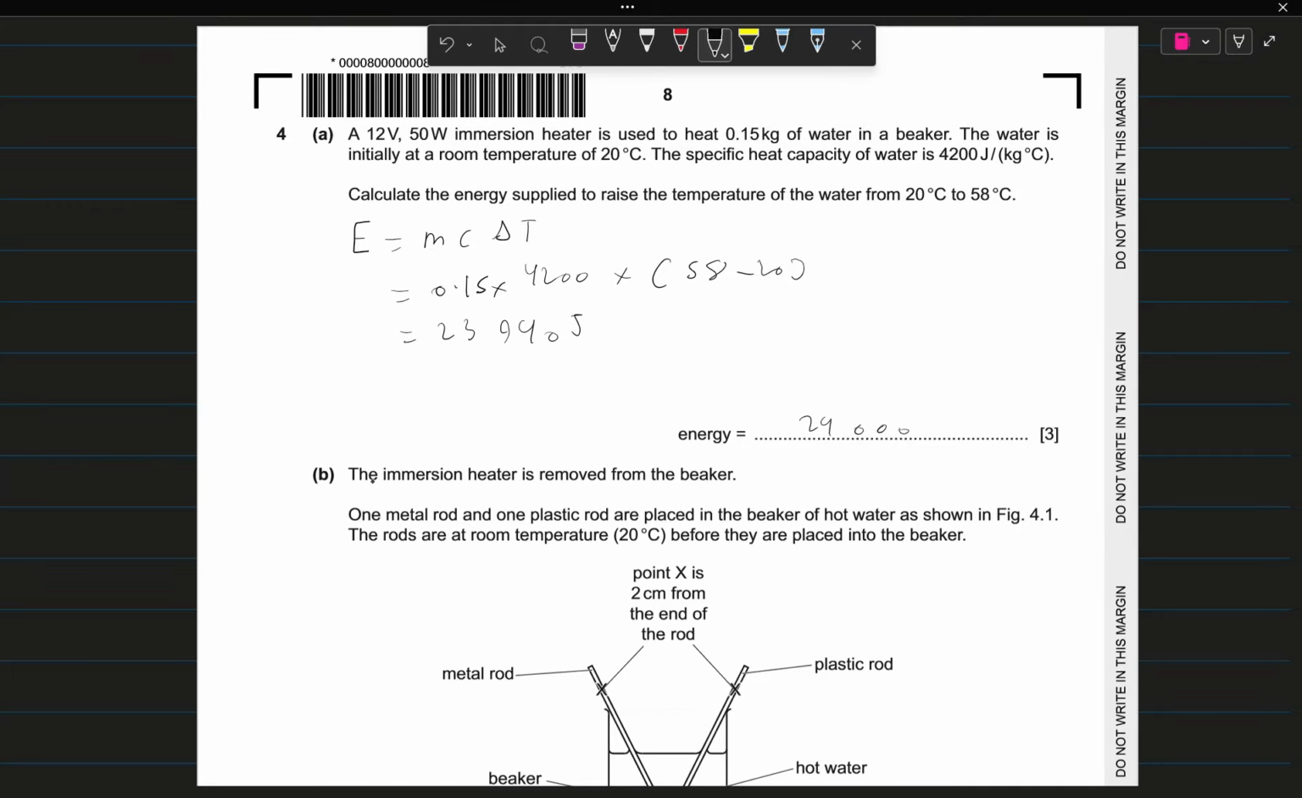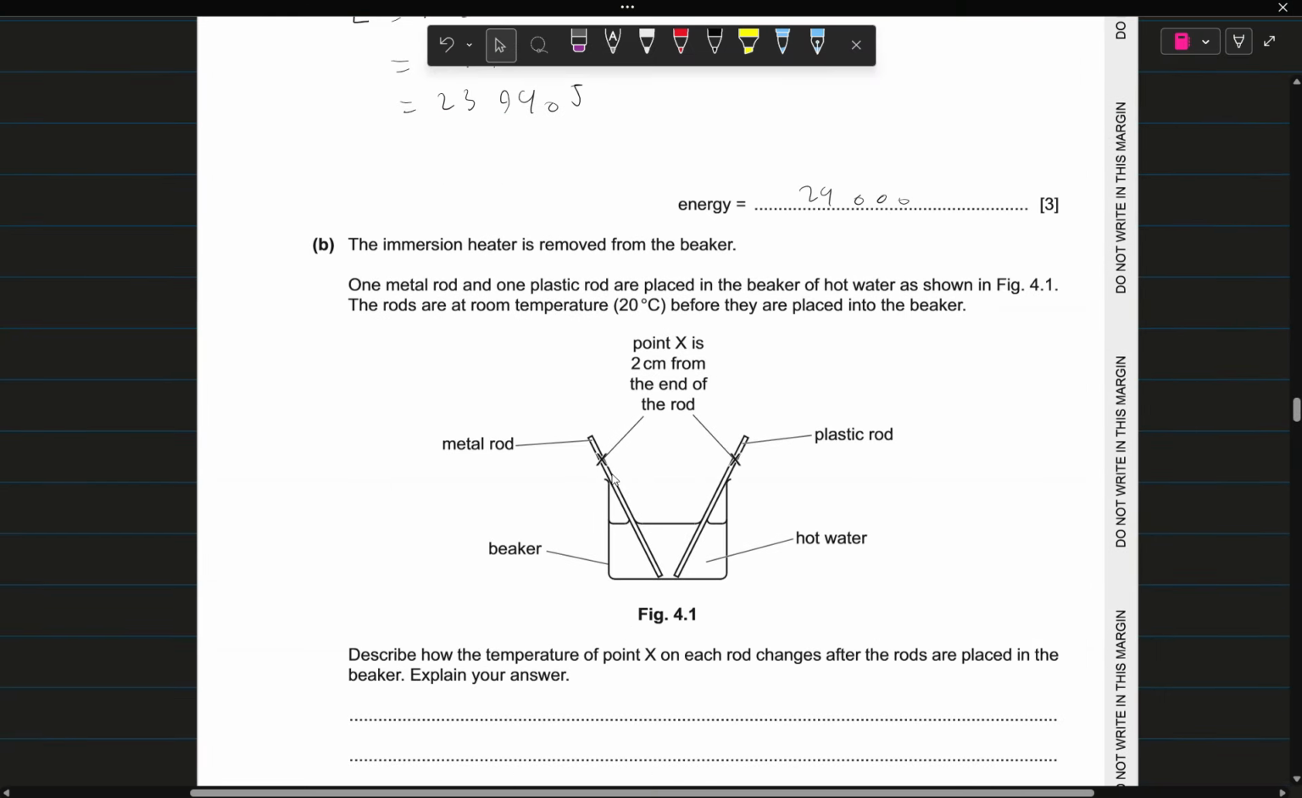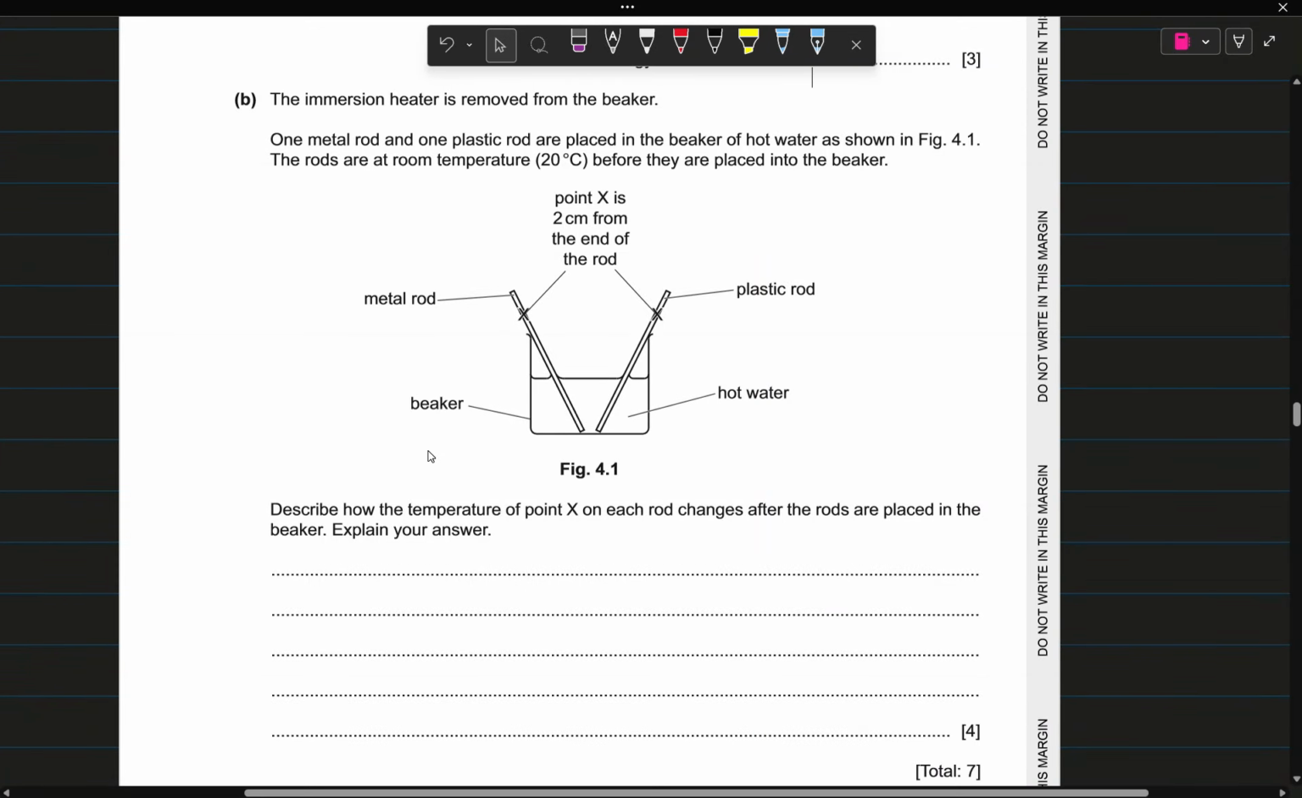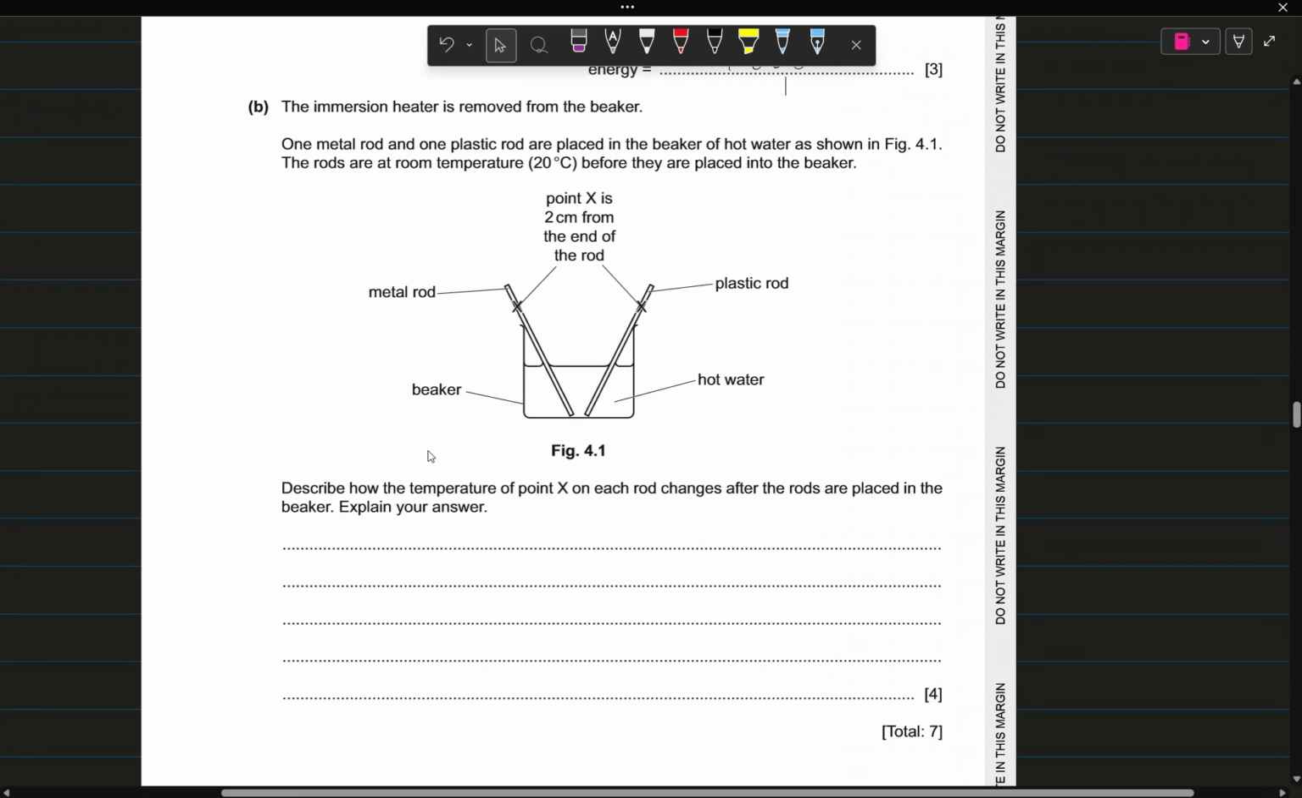Okay, hope that's clear. Okay, for part B, the immersion heater is removed from the beaker. One metal rod and one plastic rod are placed in the beaker of hot water as shown in figure 4.1. The rods are at room temperature, which is 20 degrees, before they are placed into the beaker. Okay, we have a 4 marker. Describe how the temperature of point X on each rod changes after the rods are placed in the beaker. Explain your answer.